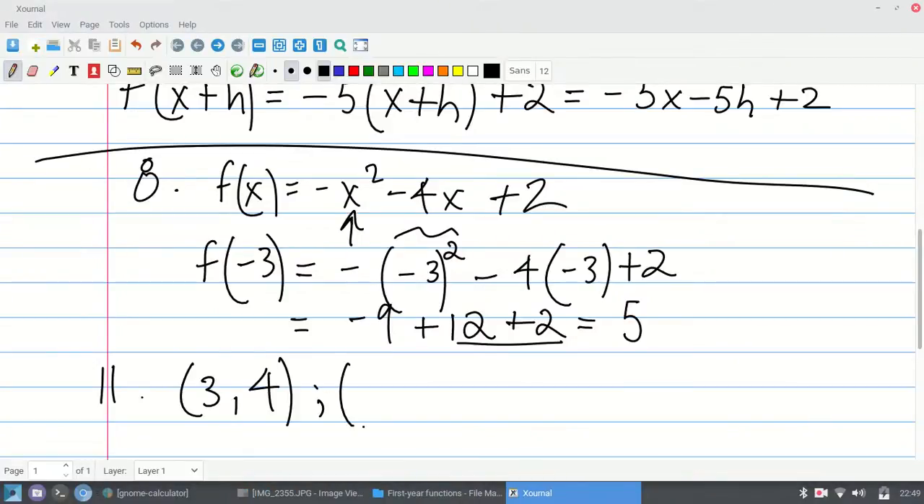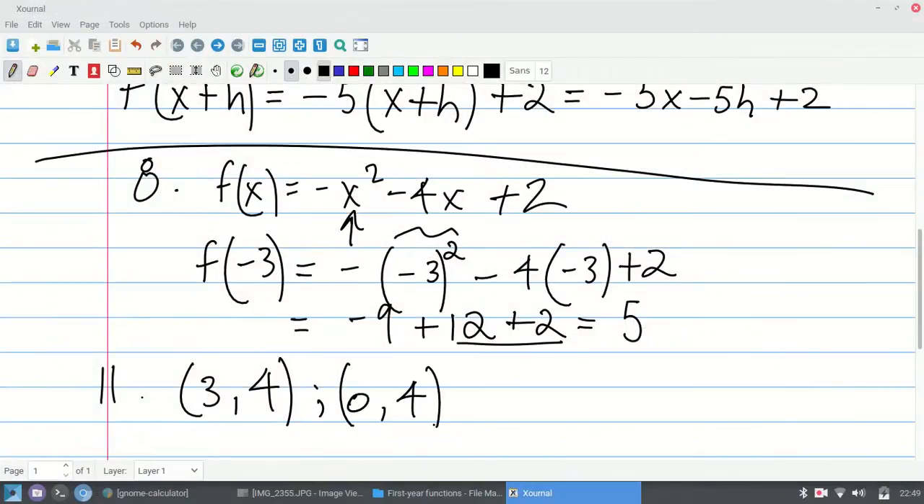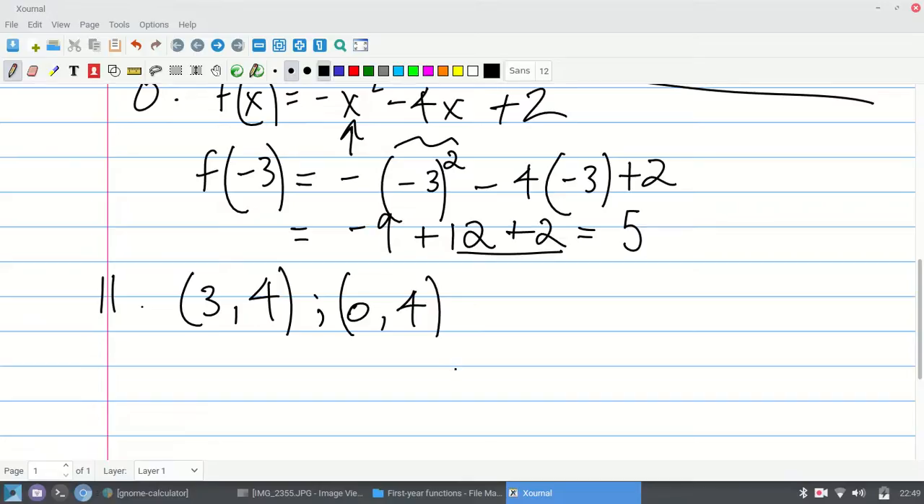3, 4, and 0, 4. Notice something. I don't even have to do anything here. The y's are the same, right? The y's are identical. There's only one way that the y's can be identical, and that's if the line is y equals 4.